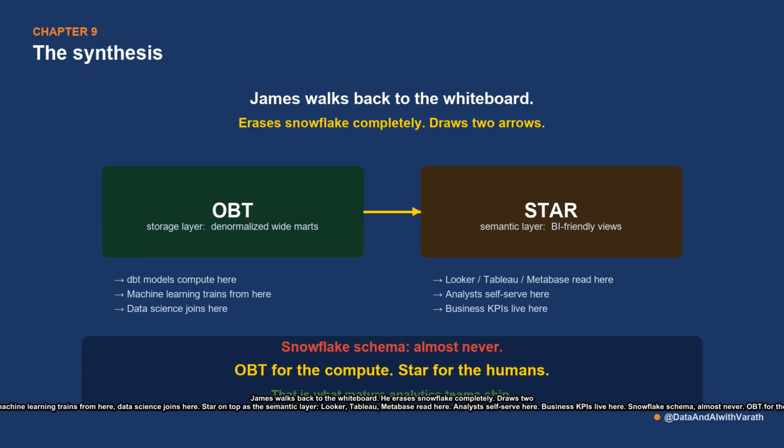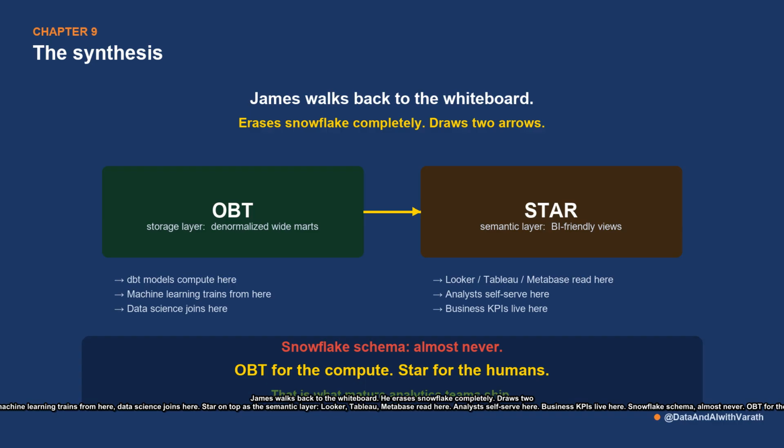James walks back to the whiteboard. He erases Snowflake completely, draws 2 arrows between 2 boxes. OBT in the storage layer. DBT models compute here. Machine learning trains from here. Data science joins here.